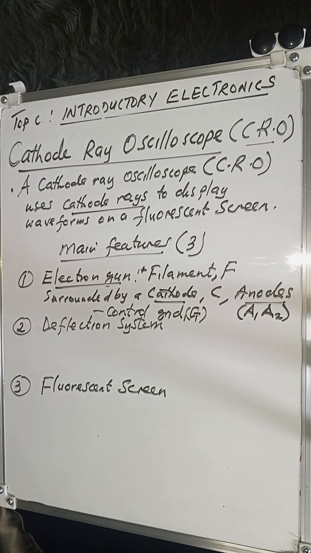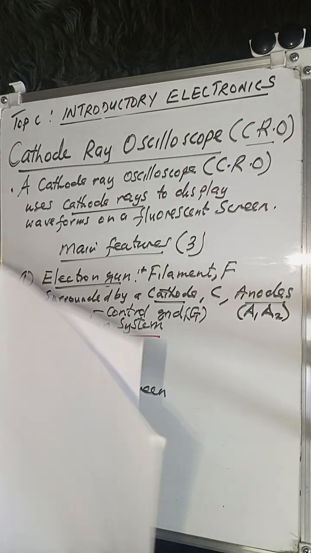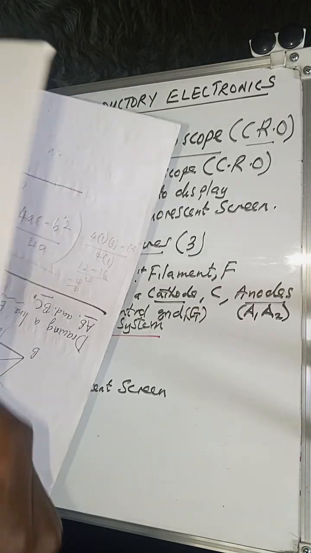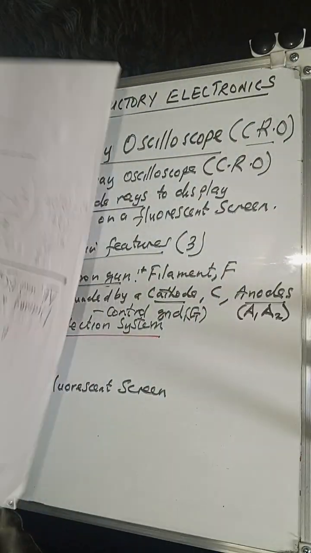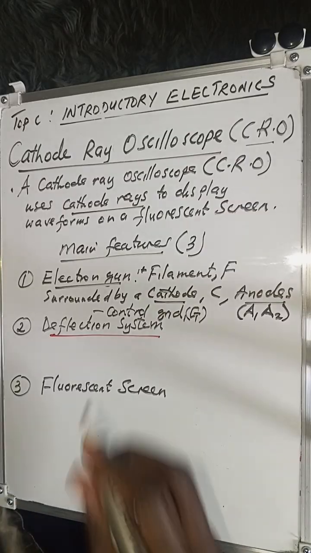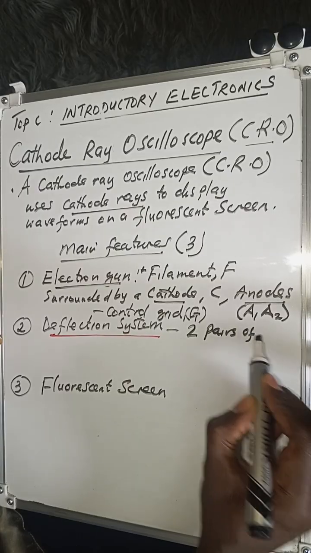What about the deflection system? What parts make up the deflection system? Well, the deflection system consists of two pairs of plates. When I say two pairs of plates, you can imagine like you have two papers, so you have two pairs. They can either be arranged like this or arranged like that. Hopefully you're able to see. So it consists of two pairs of plates.